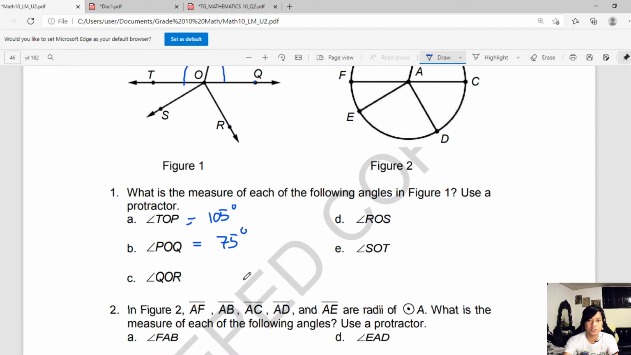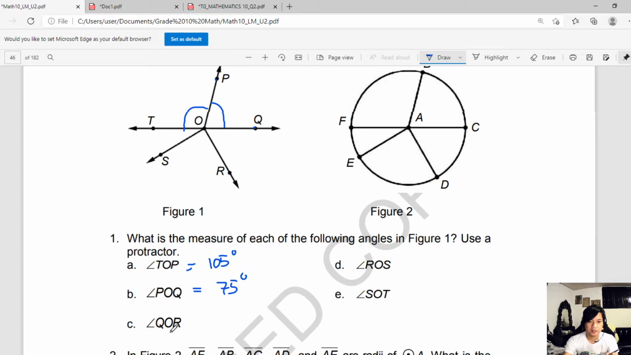Next one is the measure of angle QOR. The measure of QOR is equal to 60 degrees. ROS, the measure of ROS is equal to, as you can see, this one is a perfect right angle, tama? So that is 90 degrees. And the last one is the angle SOT. The measure of angle SOT is equal to 30 degrees.